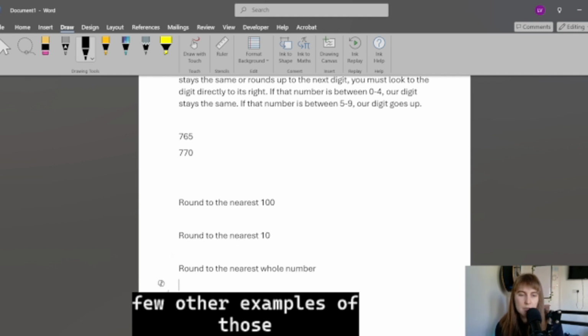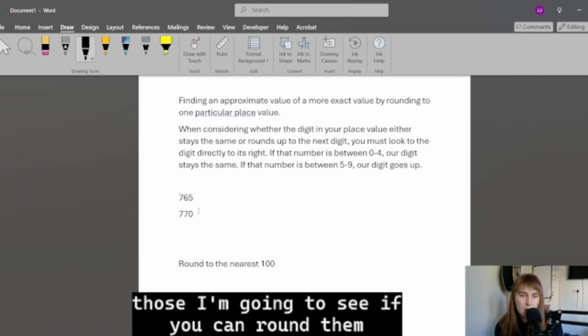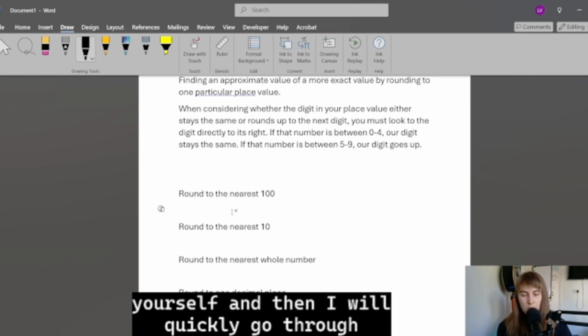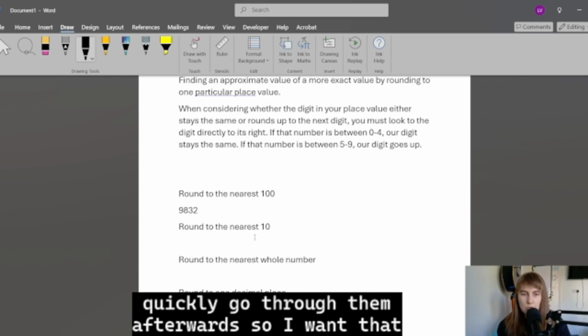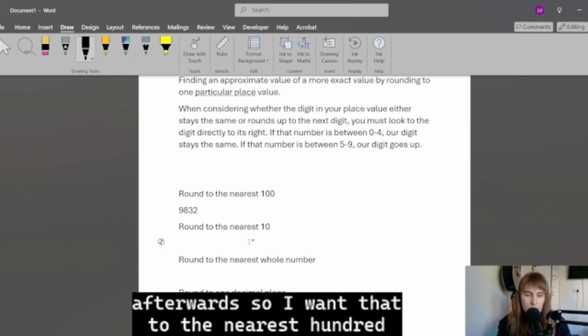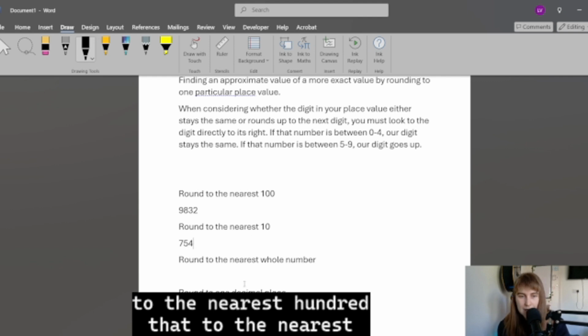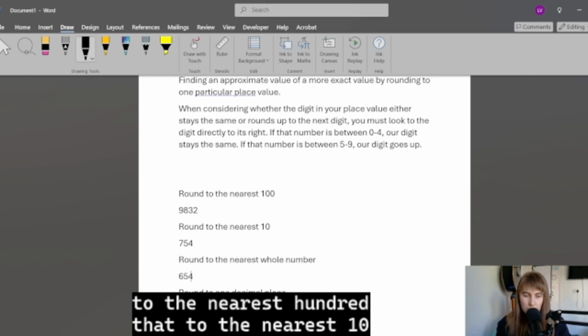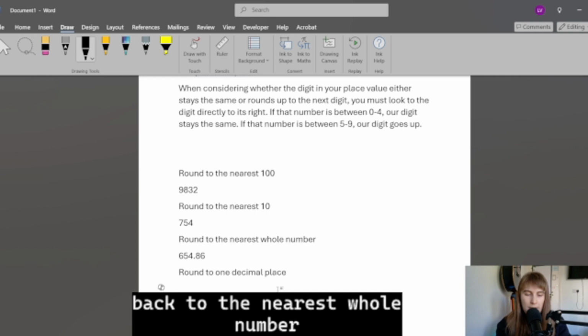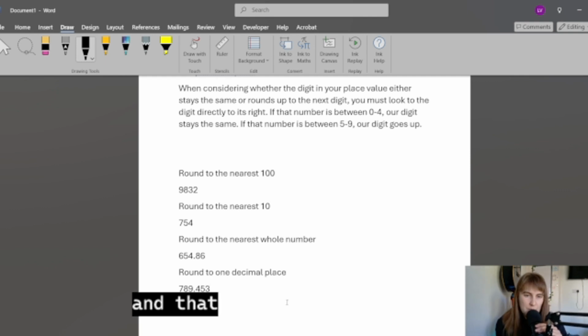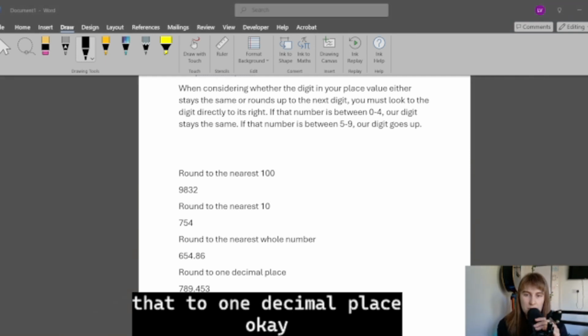Okay. So what I'm going to do is give you a few other examples of those, and I'm going to see if you can round them yourself, and then I will quickly go through them afterwards. So I want that to the nearest 100, that to the nearest 10, that to the nearest whole number, and that to one decimal place.